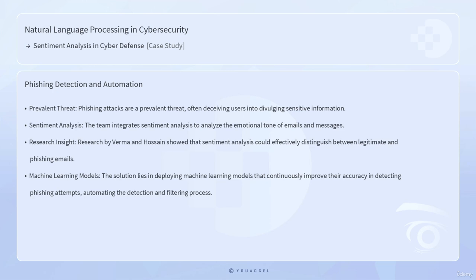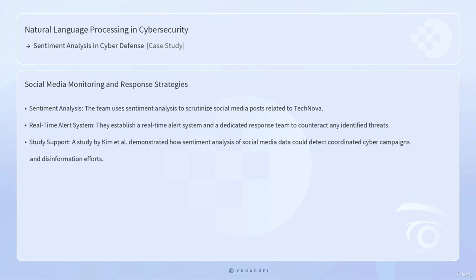The team integrates sentiment analysis to analyze the emotional tone of emails and messages. Research by Verma and Hossein showed that sentiment analysis could effectively distinguish between legitimate and phishing emails by examining linguistic cues and emotional content. Casey questions, how can this capability be automated to enhance protection without overwhelming the team? The solution lies in deploying machine learning models that continuously improve their accuracy in detecting phishing attempts, thus automating the detection and filtering process.